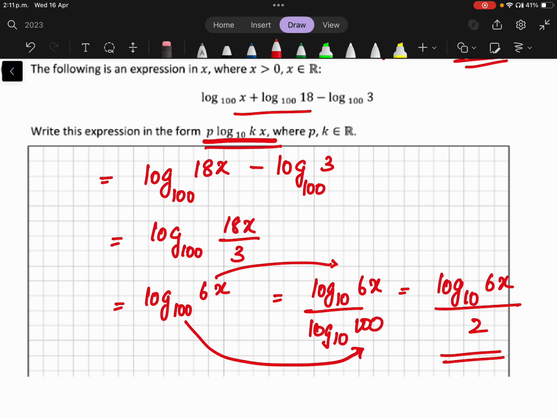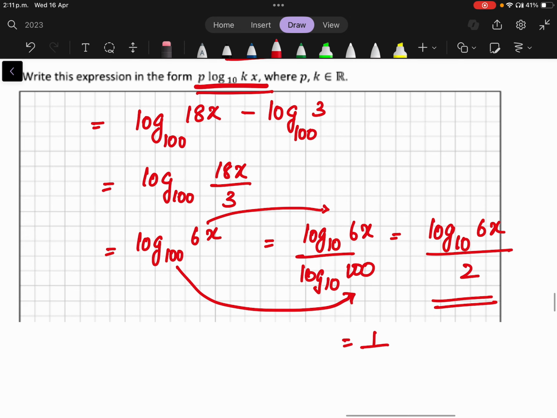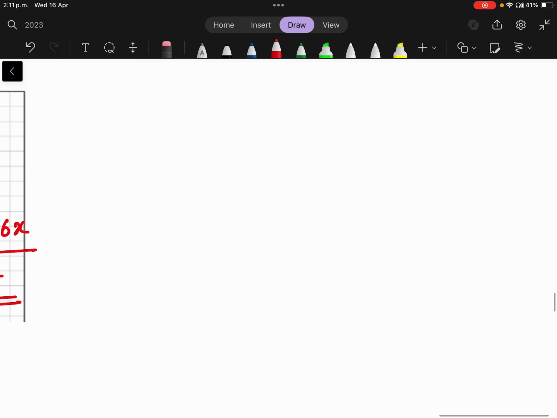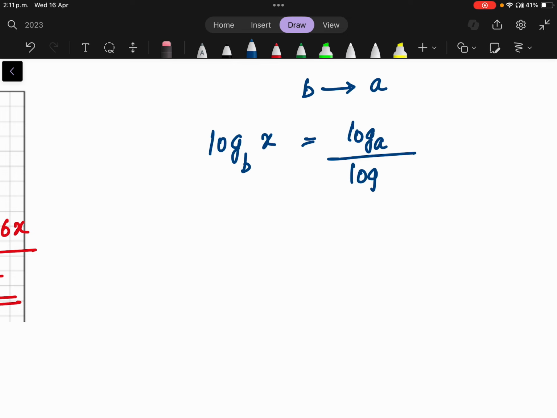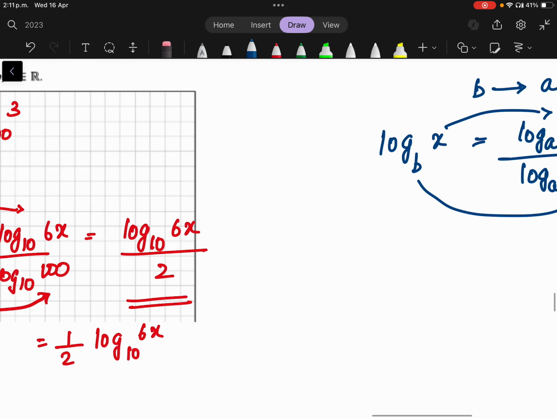So this is the answer, or you can write it a little more neatly as 1 by 2 log 6x to the base 10. Before I move on to the other topic, let me just quickly explain the change of base concept. If I have log x to the base b and I want to convert the base b to a, the easiest method is you write log to the base a twice, with x in the numerator and b in the denominator. Please learn this so that you are able to write the change of base much faster and you will not lose any time during the exam.